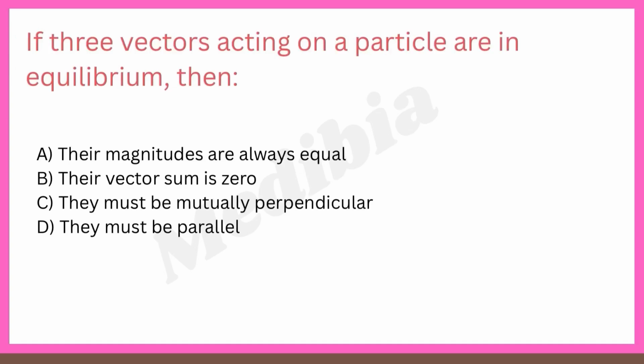If three vectors acting on a particle are in equilibrium, then: their magnitudes are always equal, their vector sum is 0, they must be mutually perpendicular, they must be parallel.